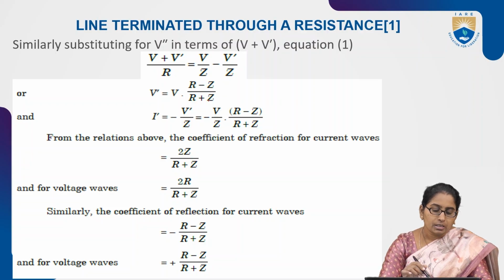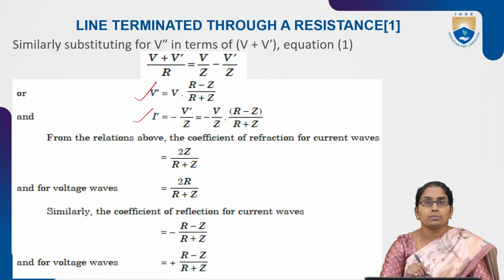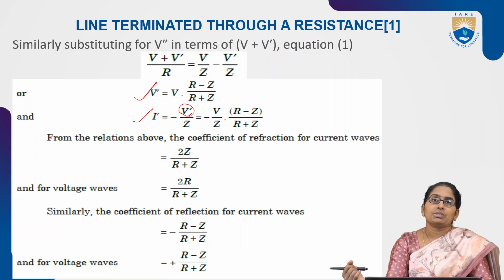Similarly, because we know that I dash is minus V dash by Z, and already this is V dash, so substitute here for V dash. What we get? V by Z into minus V by Z into R minus Z by R plus Z. So these are the equations for V dash and I dash.